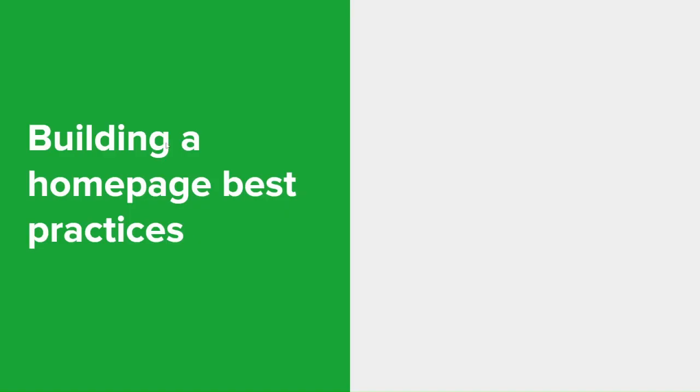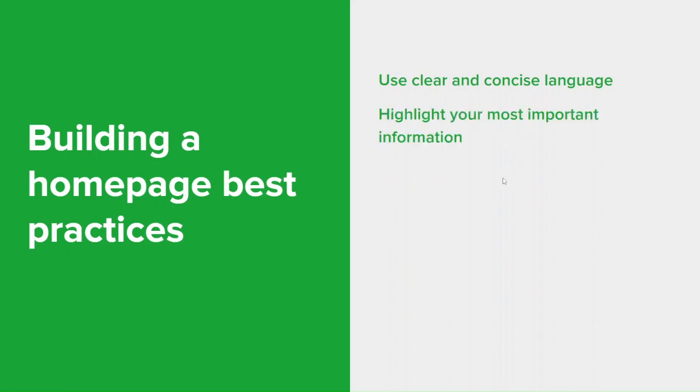So in short, some best practices for building a homepage is to use clear and concise language. It needs to be easy to read and understand. Avoid using jargon or too many technical terms. You want to highlight important information. So what do you want your visitors to know about your website? Make sure that information is really prominently displayed on your homepage.